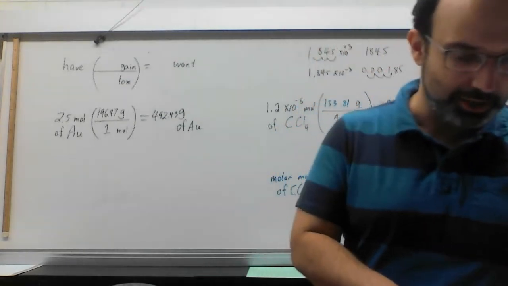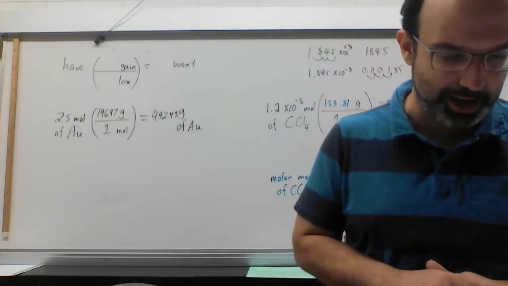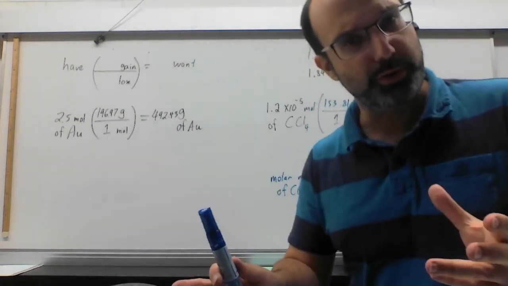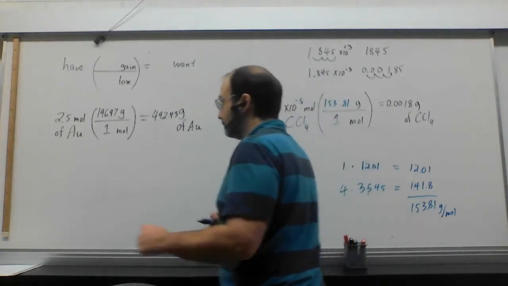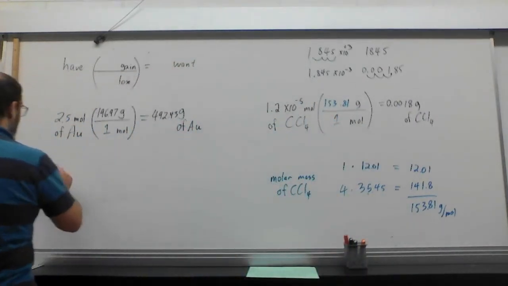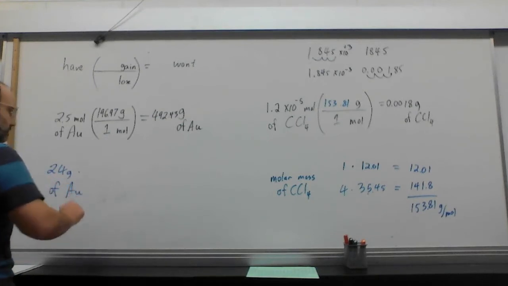Let's take a look. Page 9 has the example. You do page 8, make sure you get some practice in, but let's take a look at page 9. The example is 24 grams of gold. Gold's coming up again. Isn't that convenient? We'll do it in blue. So 24 grams of gold.